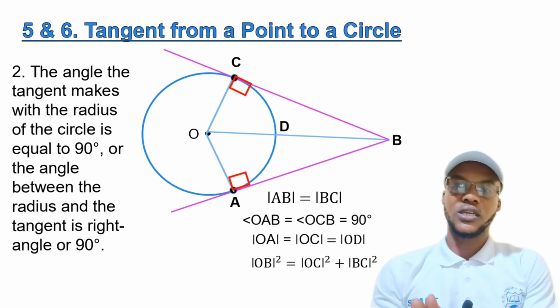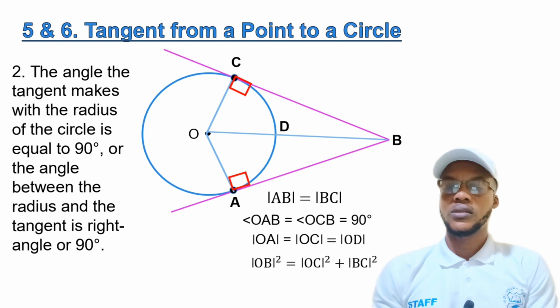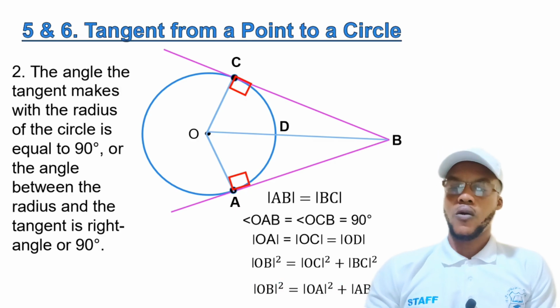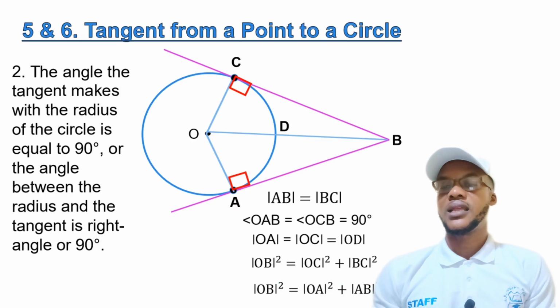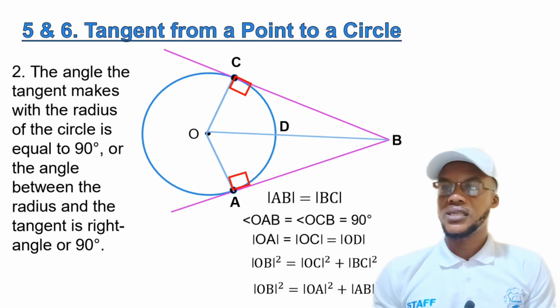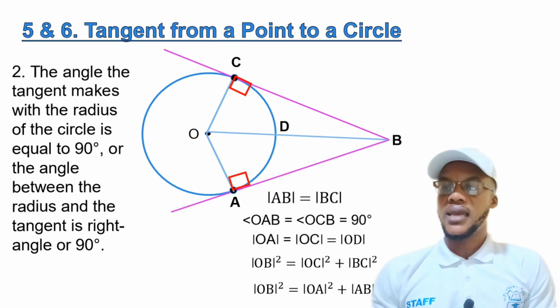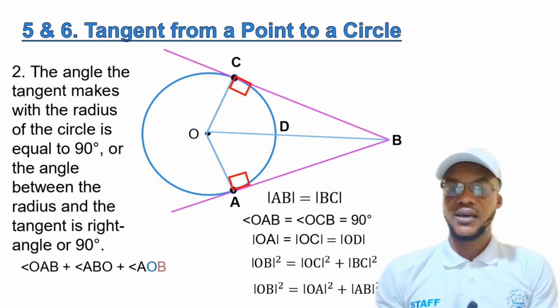Okay, yes, so here too we can use what? That is the length of OB squared is equal to the length of OC squared plus the length of what? BC squared. Or we can also get the length of OB squared is the same as what? The sum of the length of OA squared and the length of AB squared. Okay, so that is Pythagoras.